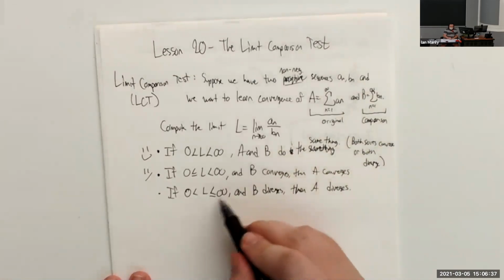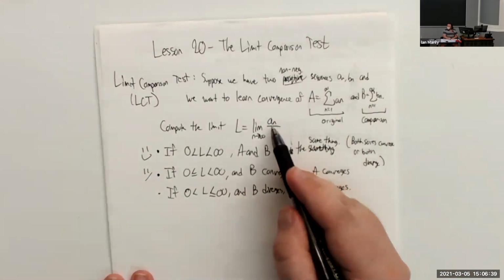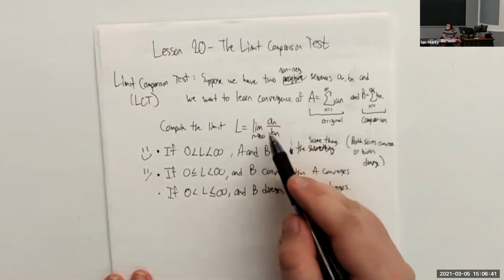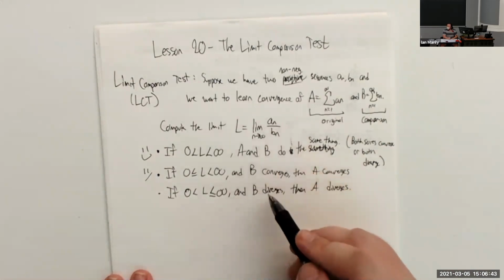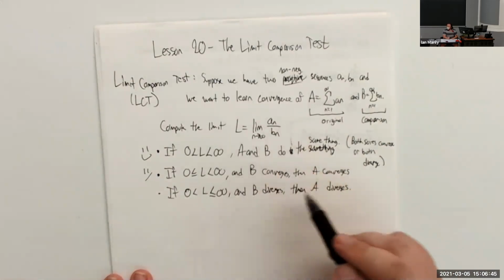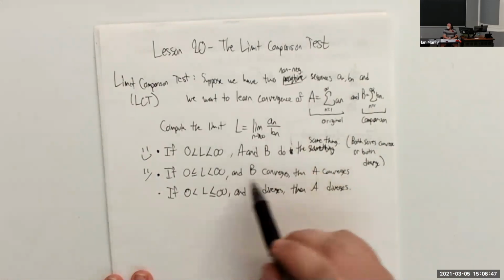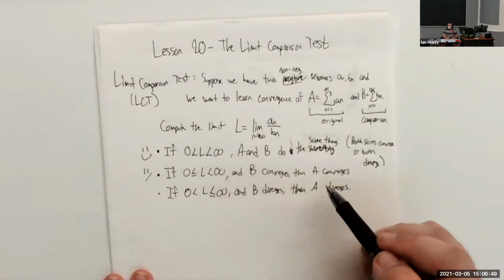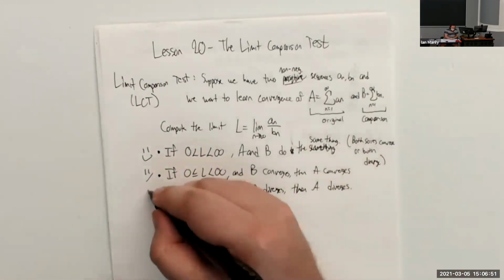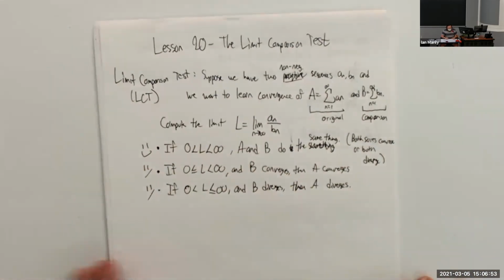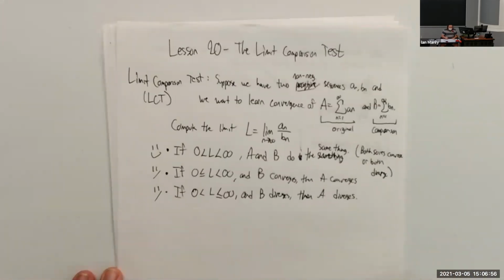All right, so this one includes infinity. So if we get an infinite limit, if this limit goes off to infinity and Bn is going to diverge, then A does. But if B converges and we get infinity, then we don't really know. So that will also be a slanty face. All right, so let's see why this works.